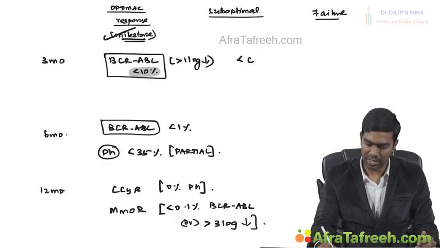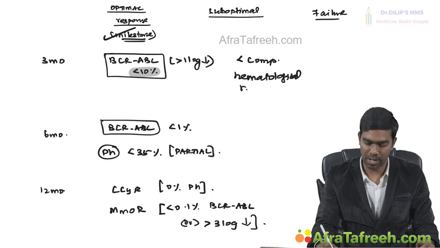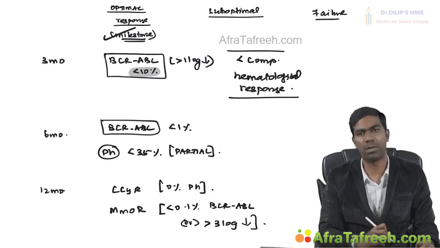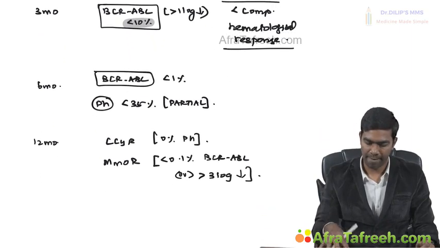And what do you mean by a suboptimal response? Suboptimal response at 3 months means anything less than complete hematological response, which should be achieved immediately the moment you start imatinib. So anything less than complete hematological response, definitely it is suboptimal response. There is no doubt about that.